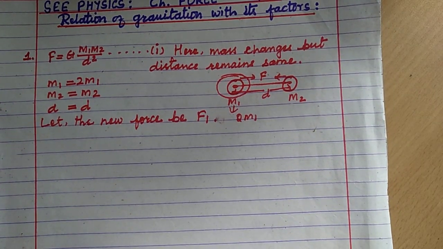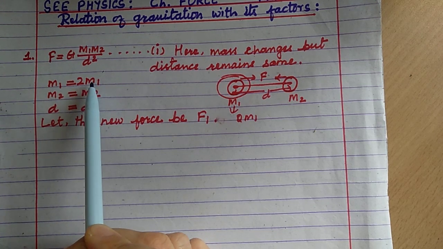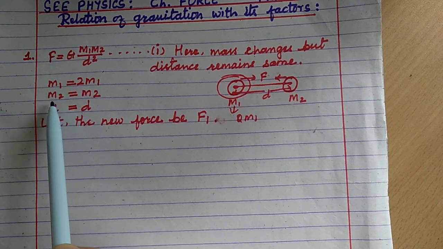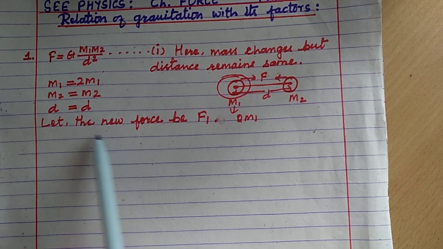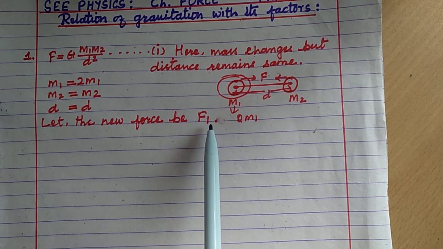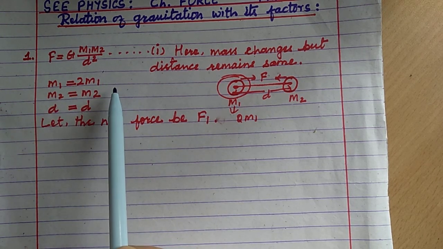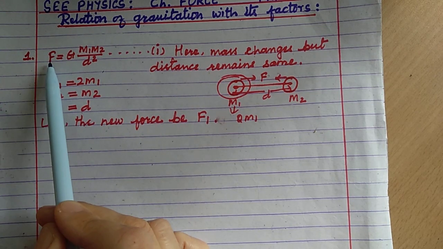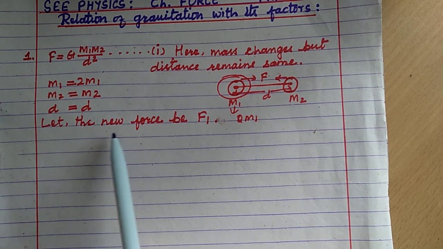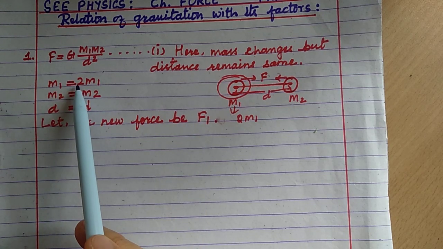So here, when the mass of the first body changes, it becomes 2m1 in place of m1, m2 remains the same, D remains the same. So now let the new force be F1. When mass changes from m1 to 2m1, then the calculation of gravitational force will be different from the previous one. Okay. Now let the new force be F1 after changing m1 to 2m1.